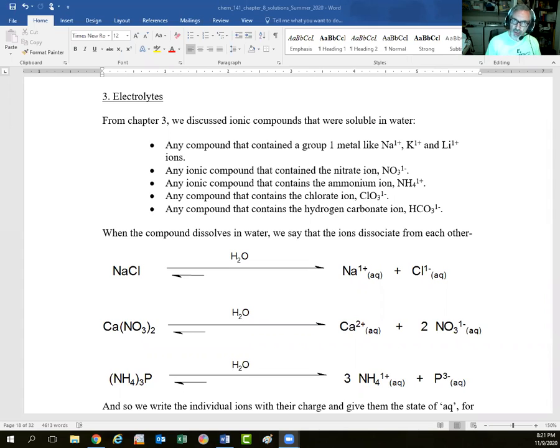And today we're going to look at electrolytes. Now we define electrolytes as solutes which can be added to water to form ions and then allow an electrical current to form.